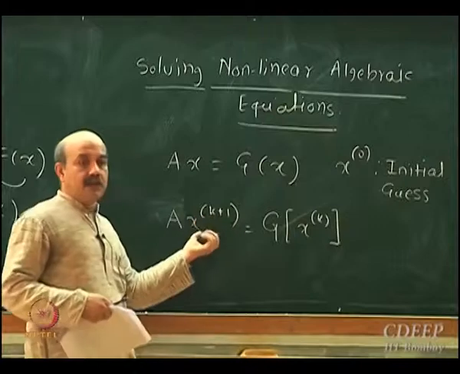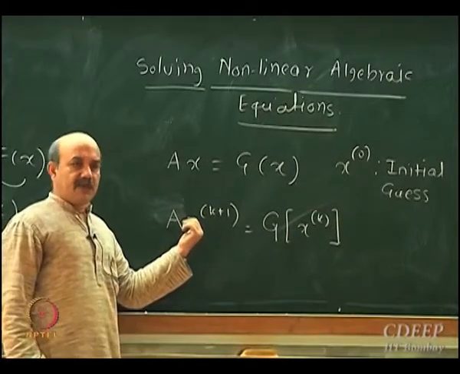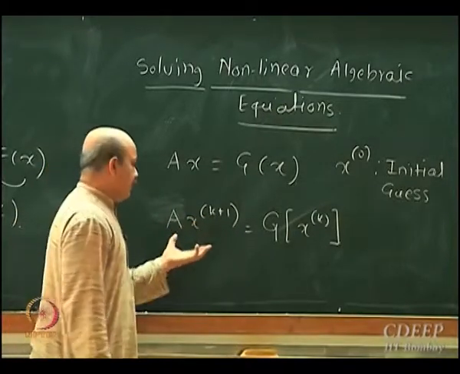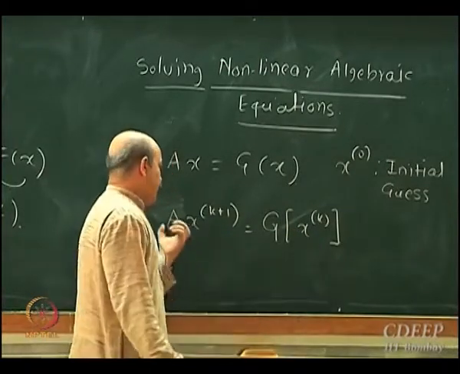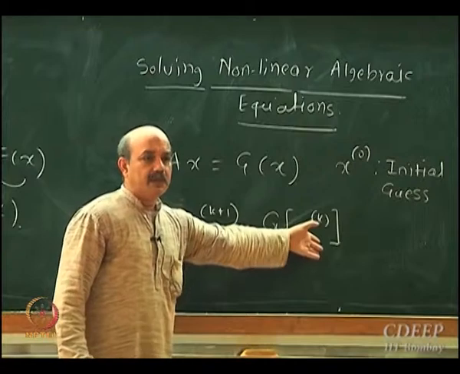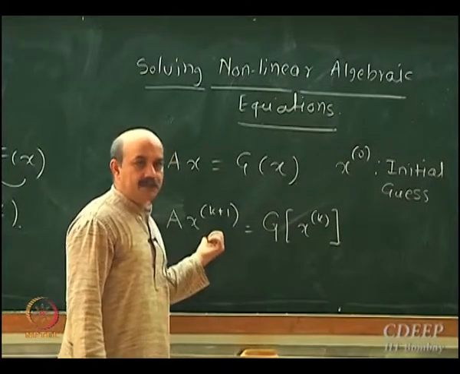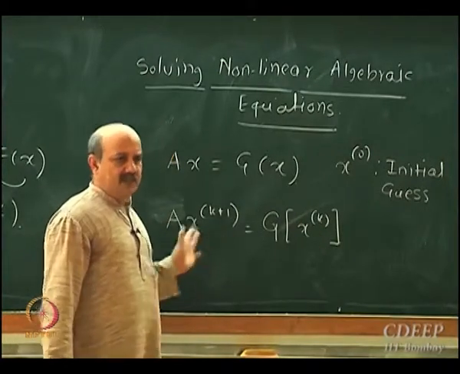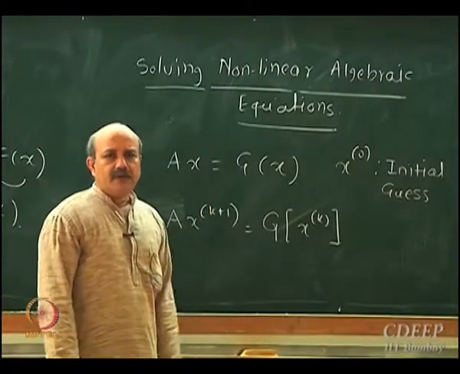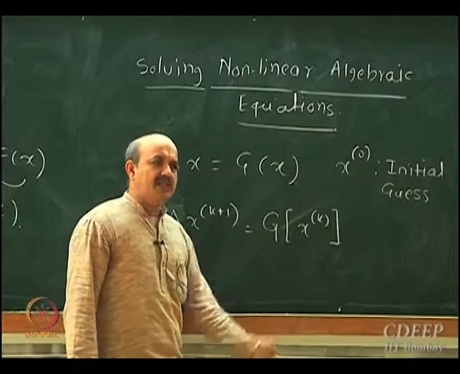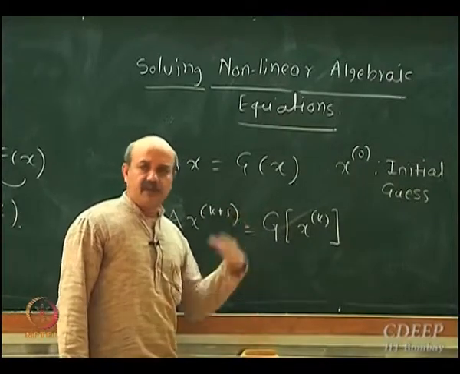What is not known to me? x_{k+1}, x1 is not known to me. But then it becomes a linear algebraic equation. This is b, this is A, Ax equal to b. I can solve for x_{k+1} using any method of Ax equal to b, Gaussian elimination or Gauss-Seidel method or whatever.